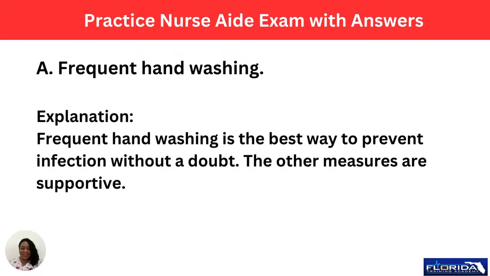Because look, if your hands are dirty and you put on gloves, that means that the gloves are dirty. And the antiseptic hand lotions or ointments, they don't kill every germ. So the best thing to do is to wash your hands to remove those germs, those spores off of them. So frequent hand washing is the best way to prevent infection without a doubt. The other measures are supportive.